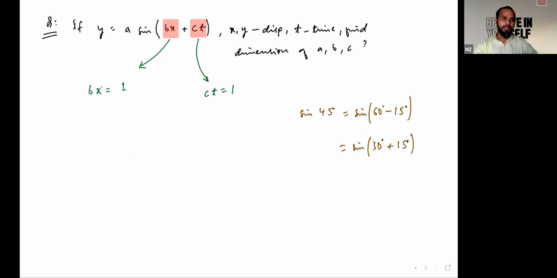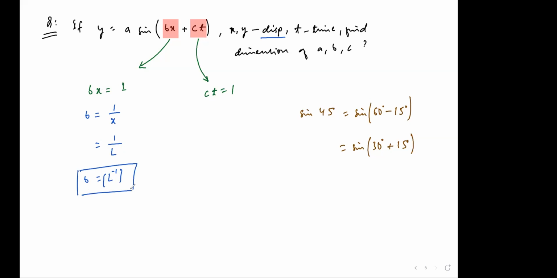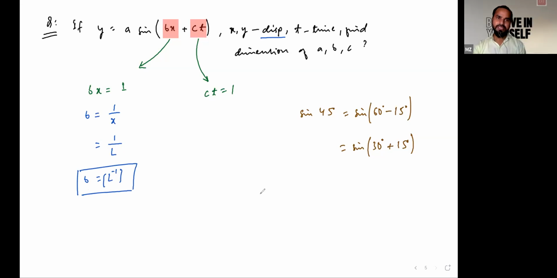Just see the first expression. We have bx equal to 1. x is nothing but displacement, so move this displacement to the other side. It will be b equals 1 divided by x. Put the dimension of x, which is length. If you bring this into the numerator, it becomes L raised to the power minus 1. So we have defined the dimensional formula of b. Is it clear? Similarly, try to find the dimensional formula of c as well.